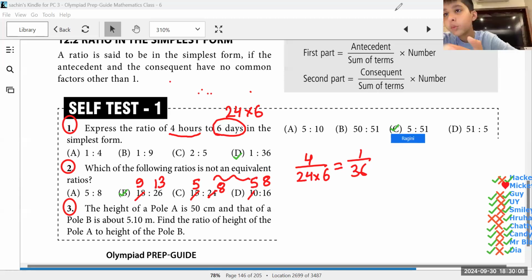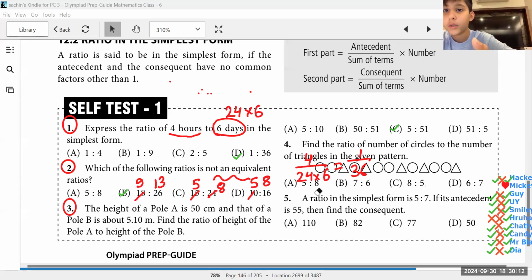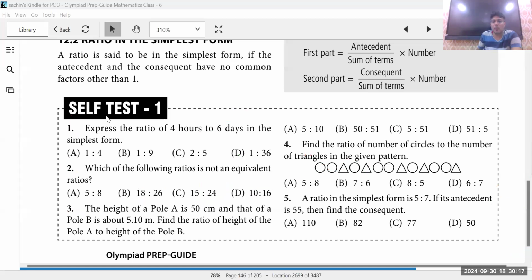I don't know what's the difference between equation and proportion. Beta, ratio is like a fraction only. Proportion I'll make you revise. So the third one, finding the ratio, beta I'll explain to you.